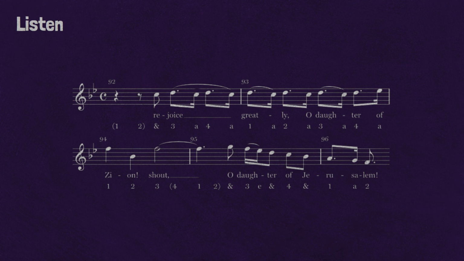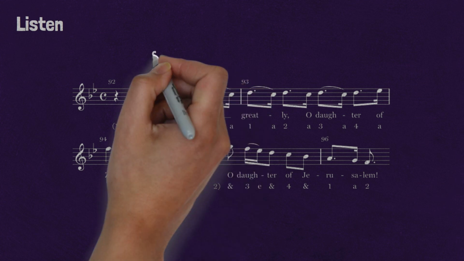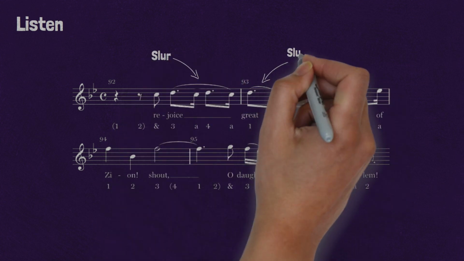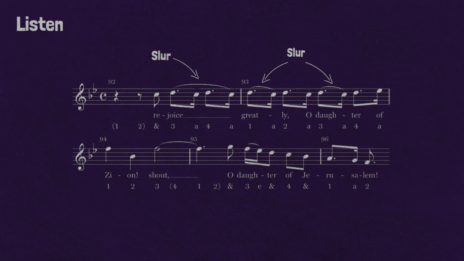The small arcs written above notes in measures 92 to 93 are slurs, which connect two or more different pitches. Slurs affect performance articulation, bowing or tonguing, for example, but not duration. The notes encompassed by a slur should be played smoothly, or legato, rather than detached. For singers, slurs identify groups of pitches sung to a single syllable.